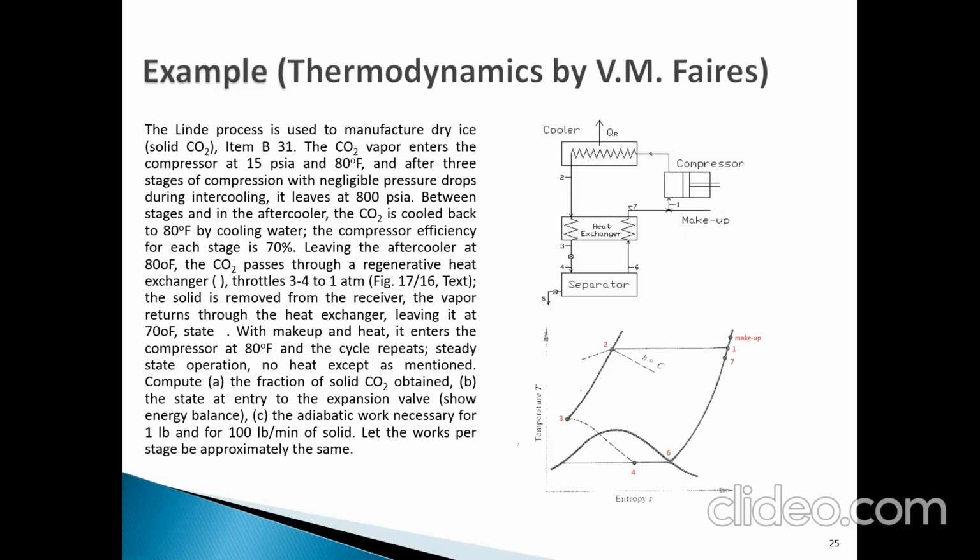Throttles 3 to 4 to 1 atm. Yan, 3 to 4 sa baba, figure. So, the solid is removed from the receiver. So, the vapor returns through the heat exchanger, leaving it at 70 degrees Fahrenheit. So, with makeup gas, it enters the compressor at 80 degrees Fahrenheit and the cycle repeats.